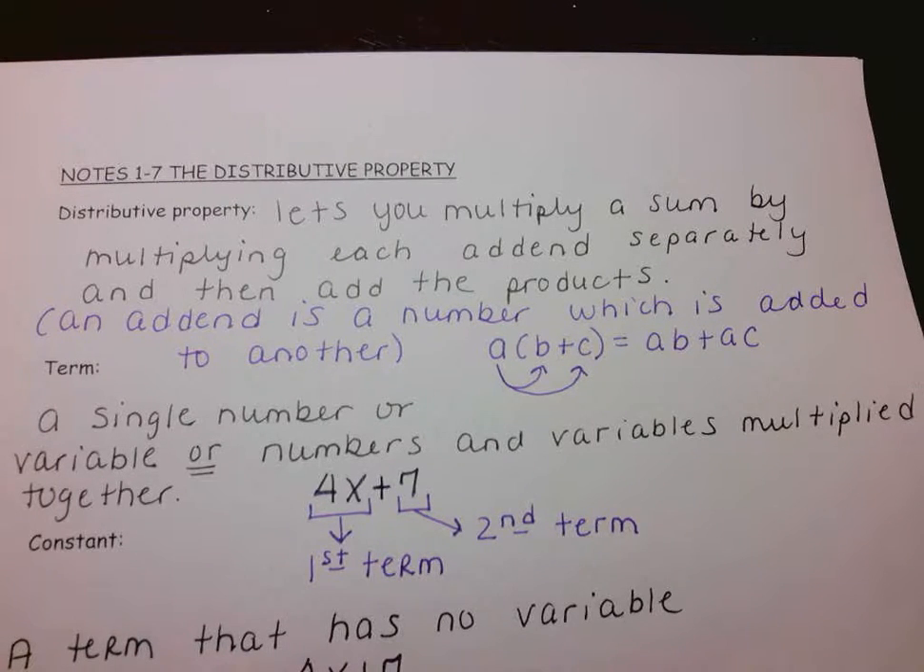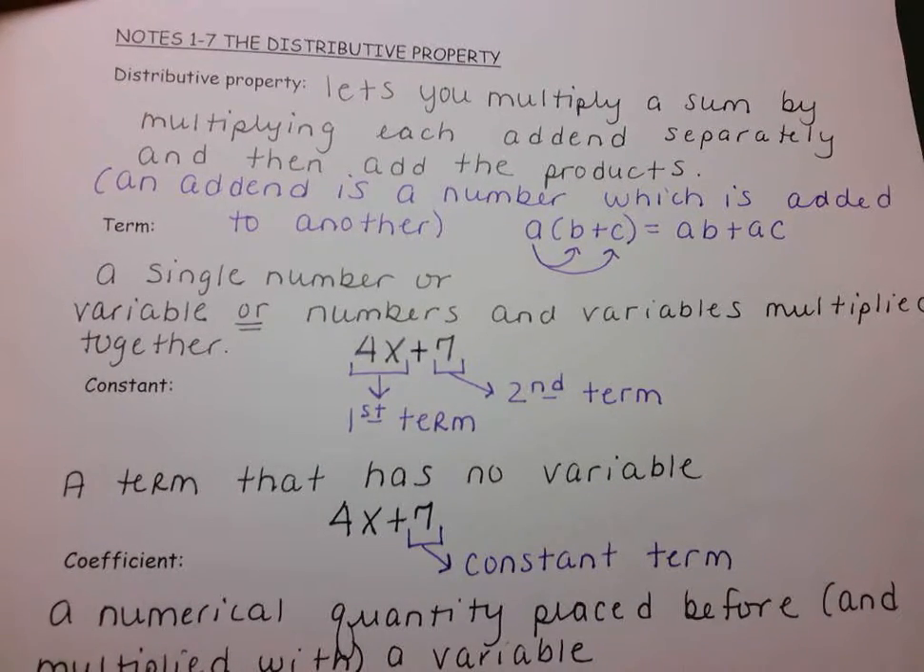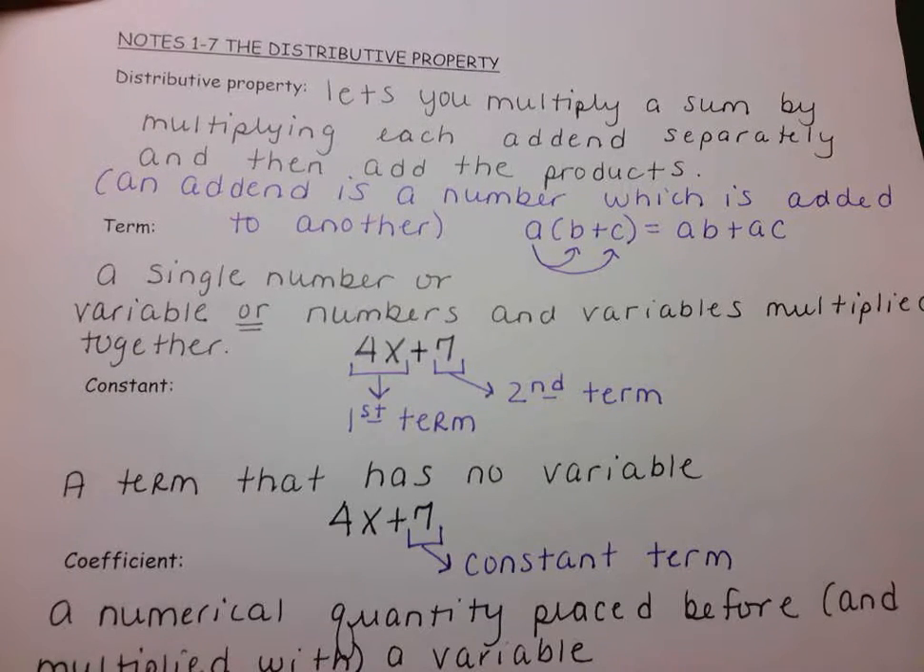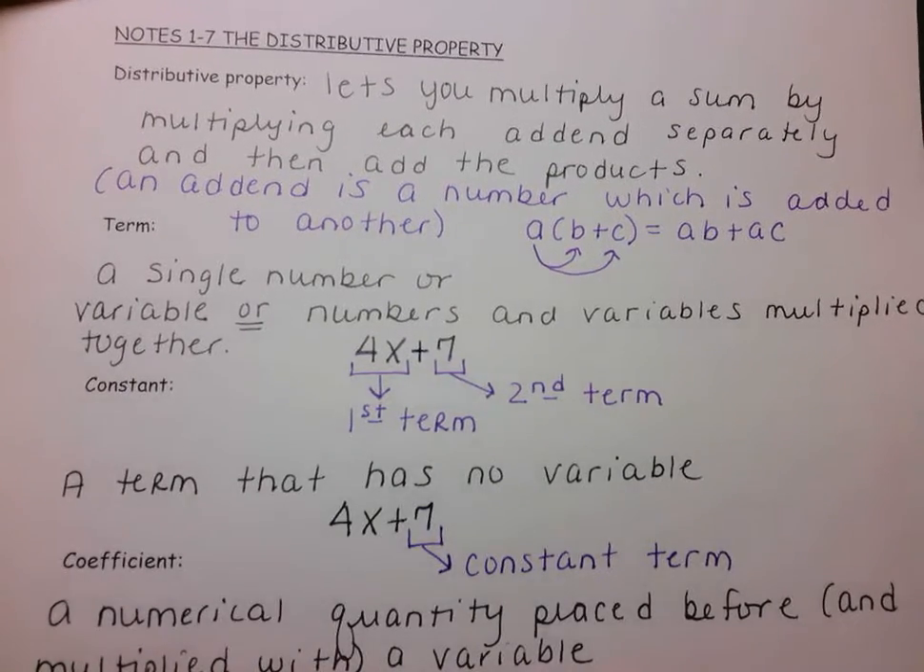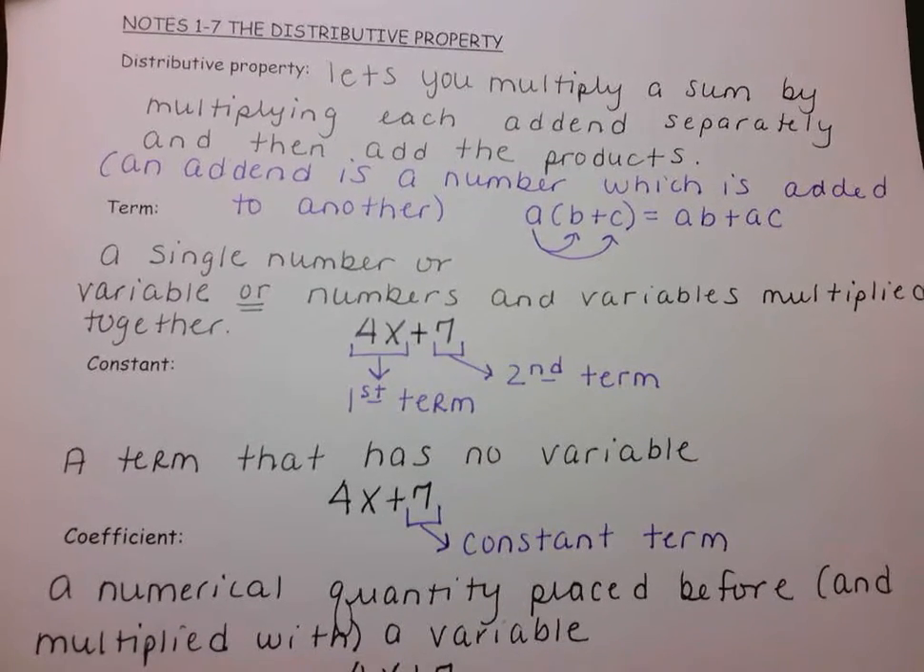So in 4x plus 7, 4x is my first term and 7 is my second term. They're separated through addition and subtraction. A constant is a term that has no variable. So in the example 4x plus 7, 7 is my constant term. The value of that term will not change no matter what the value of the variable is.